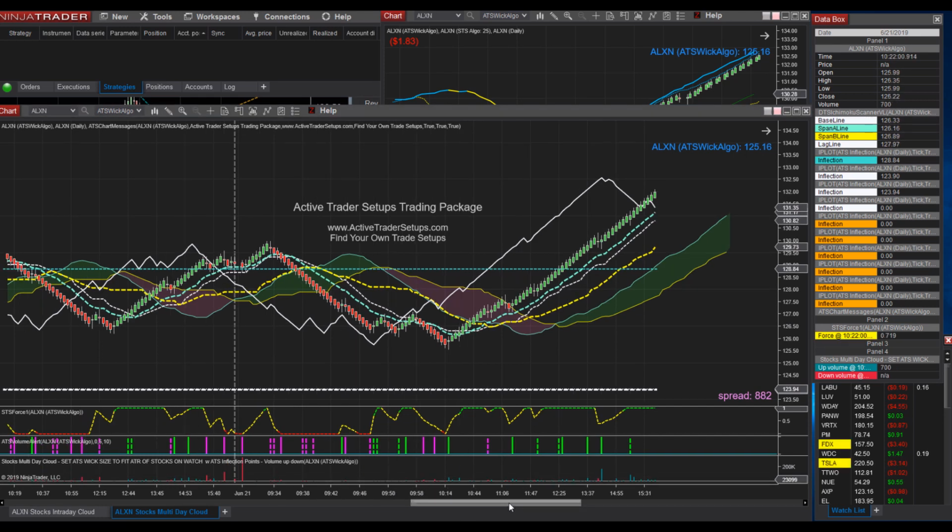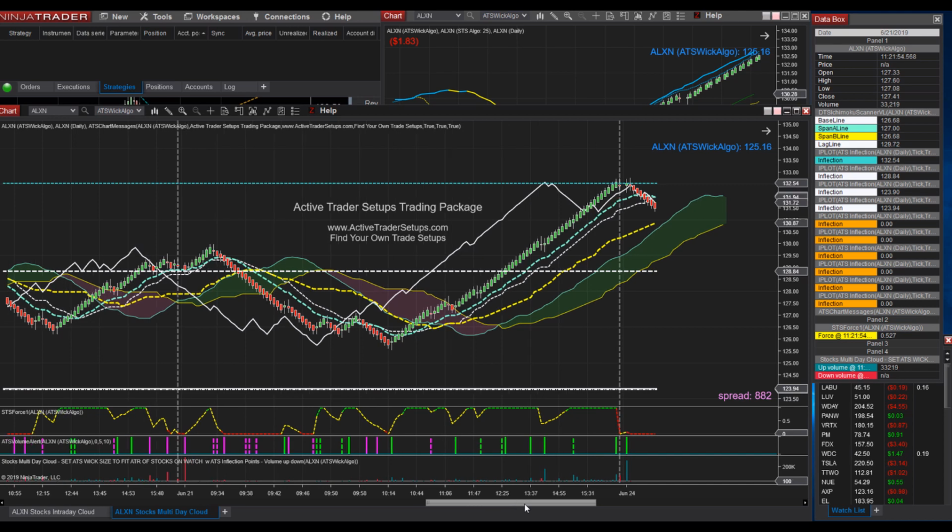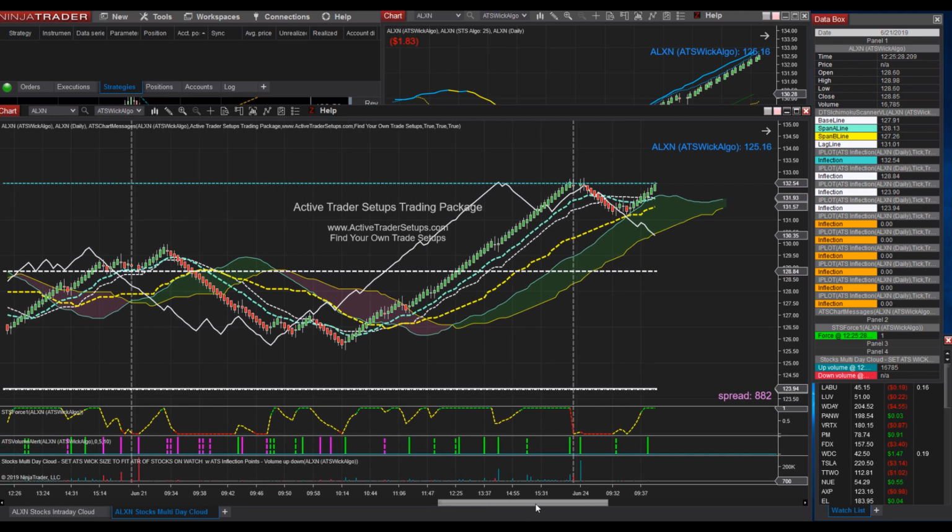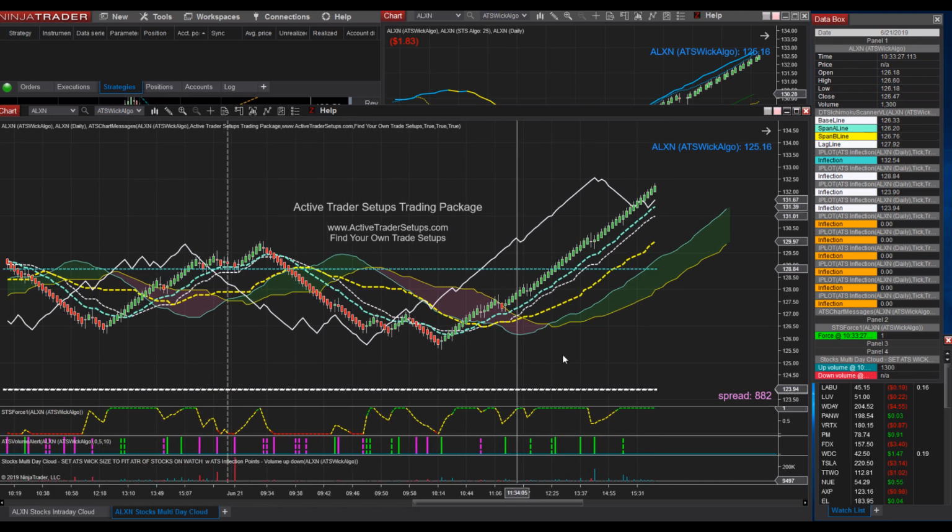So now we're going to move ALXN into the next day, the 24th. You can see now this blue line was created during the day. It was creating our inflection for the next day.